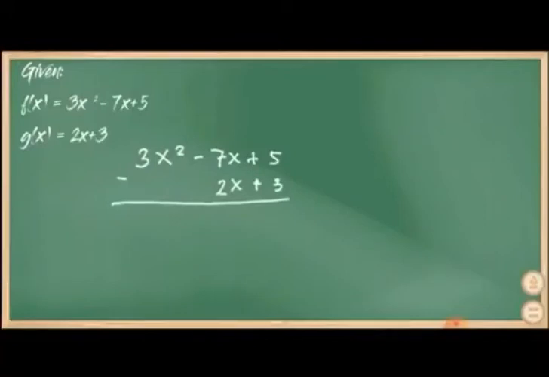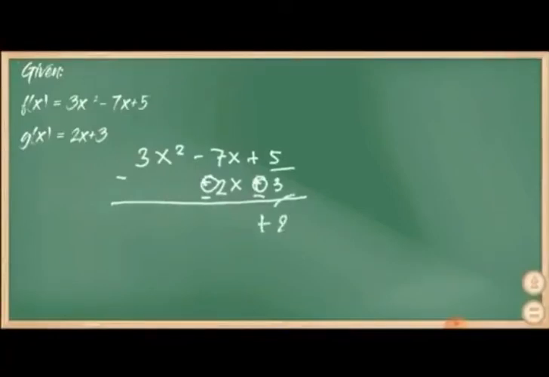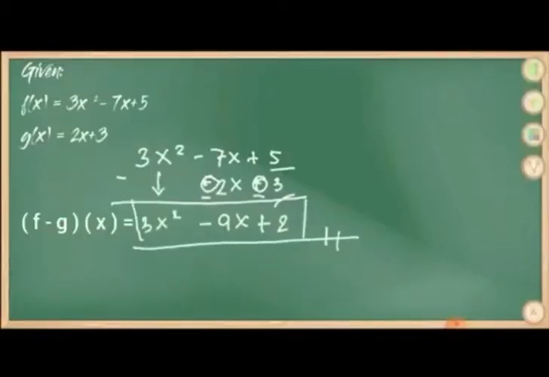Now let's proceed. We have here 3x squared - 7x + 5 minus 2x + 3. Since we have to change the operation of the subtrahend, the 2x + 3 will become -2x - 3. Therefore, positive 5 minus negative 3 is equal to positive 2, and negative 7x minus negative 2x is equal to negative 9x, and 3x squared would be brought down. So the final answer would be 3x squared - 9x.